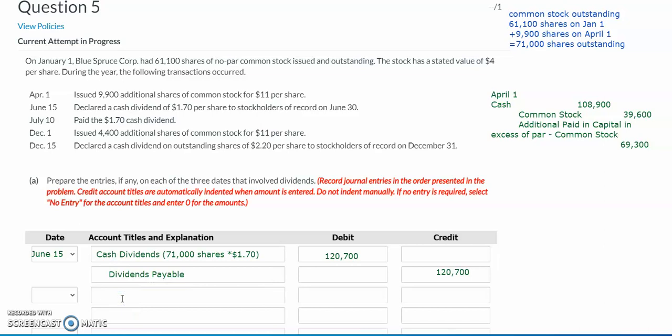Now, on July 10th, that's when the company paid this cash dividend. So on July 10th, we're going to debit dividends payable and credit cash for the same dollar amount.